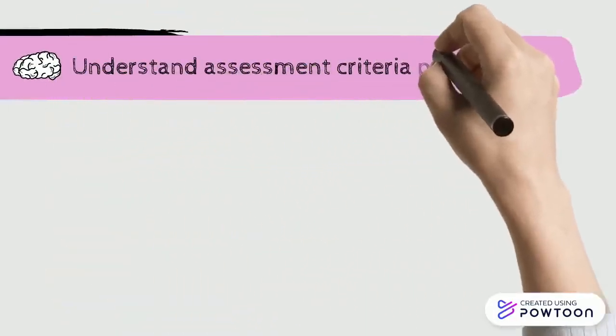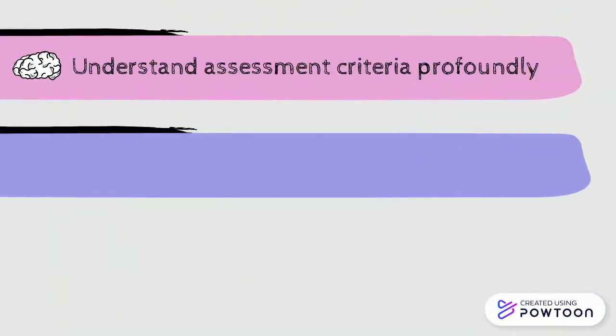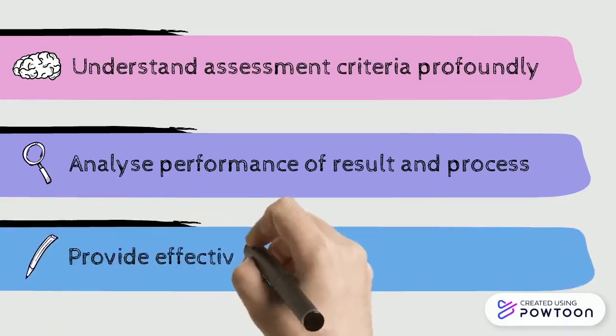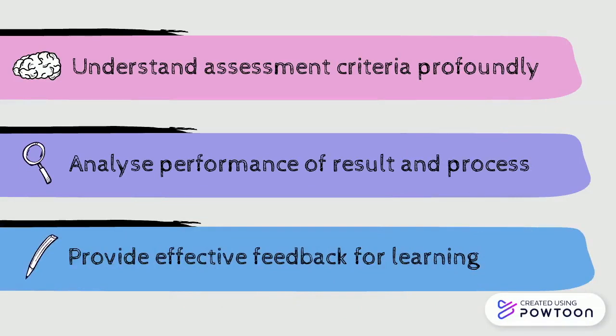But let's do a short recap. What exactly do these agents do when they give feedback? Well, first, they understand assessment criteria profoundly. Then they analyze performance, which could be either a result, like an essay, an oral presentation, or a report, or even the process that leads to that result. And finally, they provide effective feedback, which is oriented to learning and improvement.